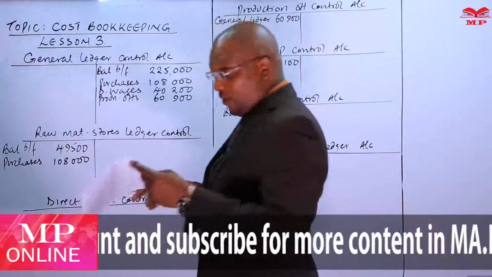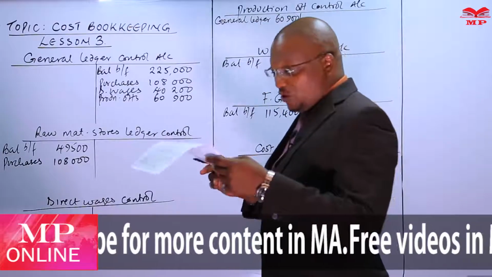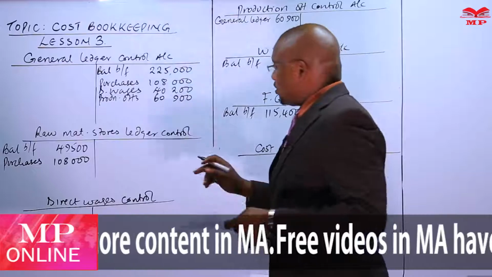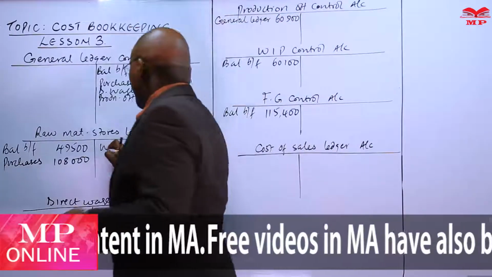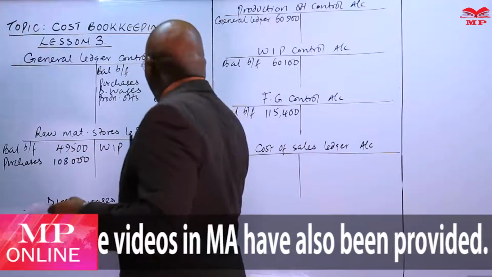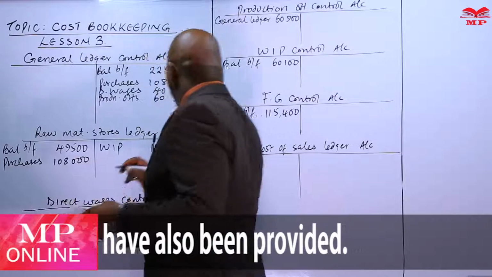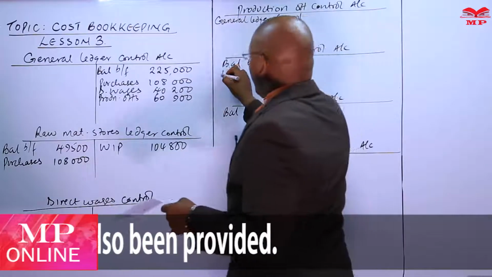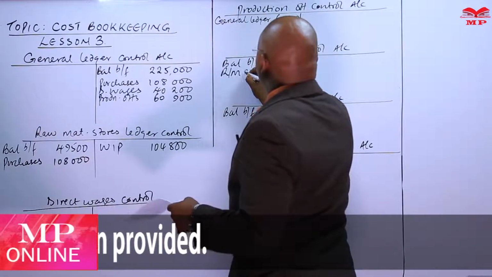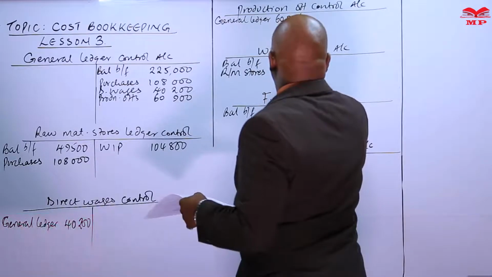We have information number one, which is about the raw materials issued. So this one, we can have the WIP. What was issued to production was 104,800. Figures are in thousands. So we come to the production here. We have the raw material stores, 104,800.